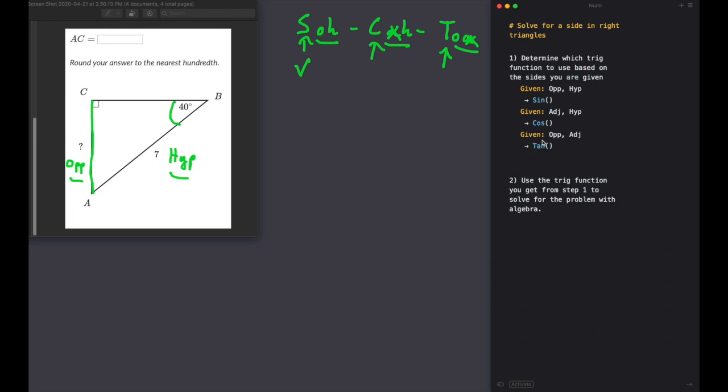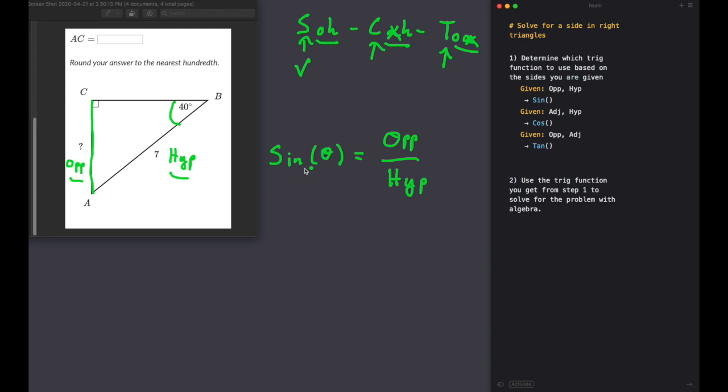Okay. And our next step is we're going to use the trig function you get from step 1 to solve for the problem with algebra. Well, here's what I know. I know that sine is opposite over hypotenuse. So sine of, let me undo that for a second to give me some more space. Sine of some angle equals opposite over hypotenuse. And we'll just call this our angle. So we'll call this theta.